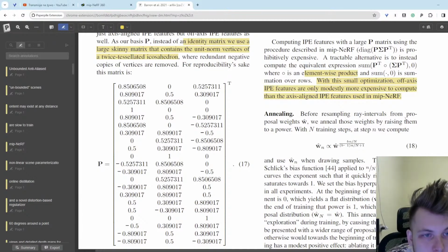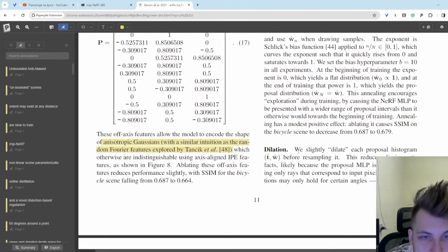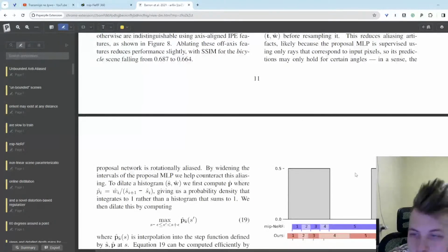Before sampling ray intervals from proposal weights W, we anneal those weights by raising them to a power. Dilation: we slightly dilate each proposal histogram before sampling it. This reduces aliasing artifacts, likely because the proposal MLP is supervised using only rays that correspond to input pixels, so its predictions may only hold for certain angles in a scene. The proposal network is rotationally aliased. By widening the intervals of the proposal MLP, we help counteract this aliasing.